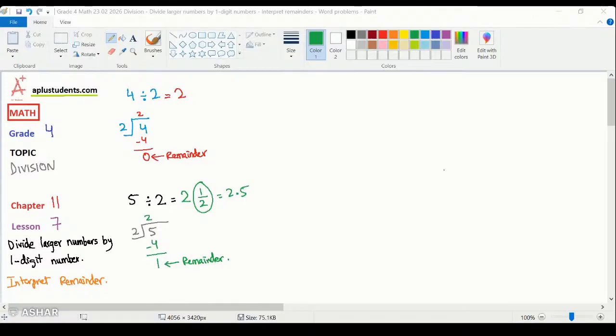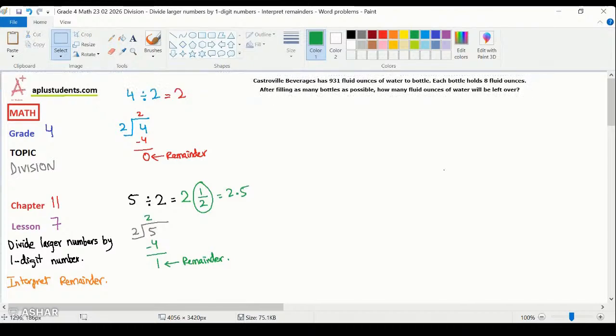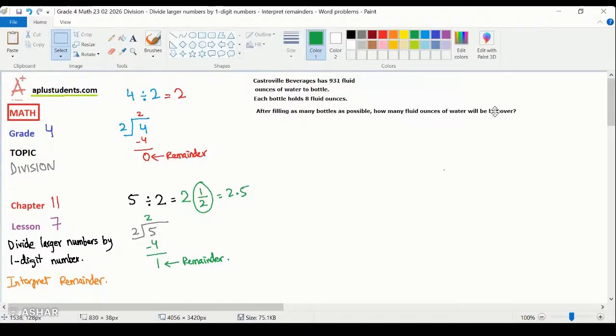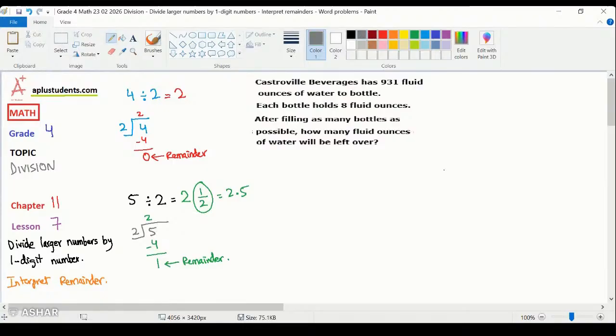Ounce is a measure of liquid, right? So for the first question, this statement is given. Let me realign this and resize so that it's readable. They're saying a beverage company has 931 ounces of water. Let this be our question number 1.